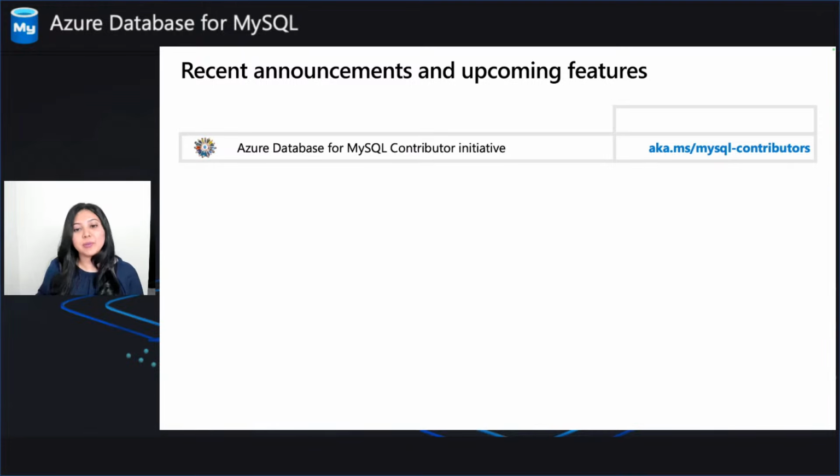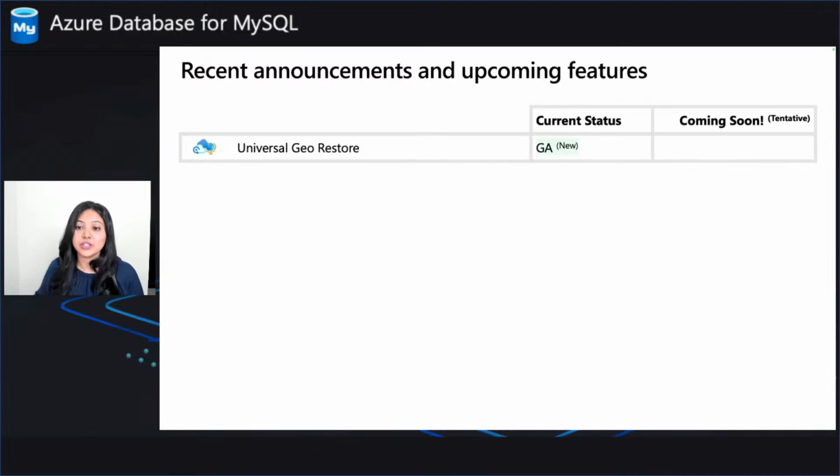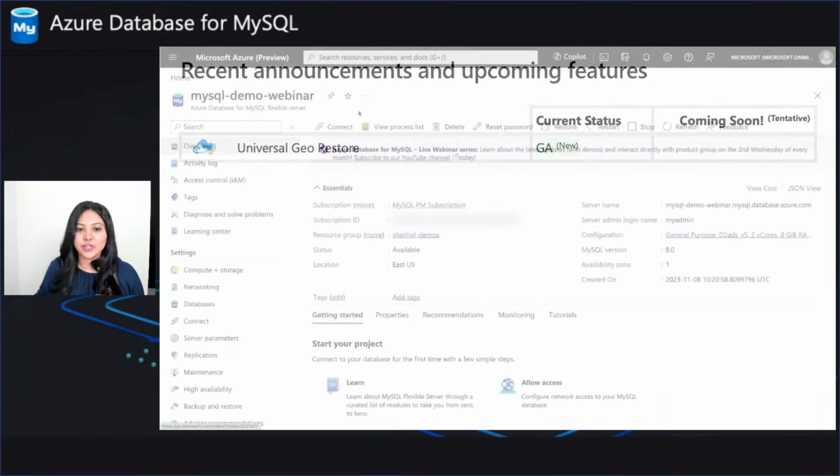In terms of Azure Database for MySQL Flexible Server features, we are excited to announce the general availability of the Universal Geo Restore feature. If you've configured your server for geo-redundant backups, so far you had the ability to restore to a geo-paired region. Now you can geo-restore to any Azure-supported region where the flexible server is available. And you can use this feature to strengthen your DR strategy, especially in case of regional disasters. Now let's take a look at a short demo of this feature.